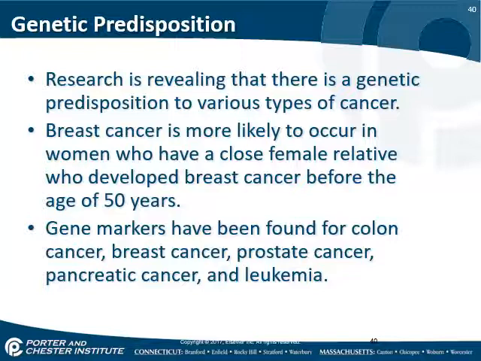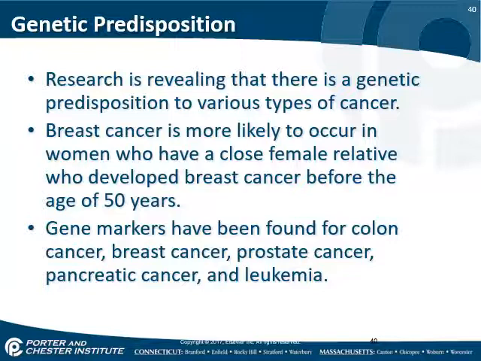So now we talk about genetic predisposition. And actually, this has become a strong enough theory that current cancer research really is looking at finding and identifying gene markers in patients with cancer. So research is revealing there's a genetic predisposition to various types of cancer. Breast cancer is more likely to occur in women who have a close female relative who developed breast cancer before the age of 50. Gene markers have been found for colon cancer, breast cancer, prostate cancer, pancreatic cancer, as well as leukemia.